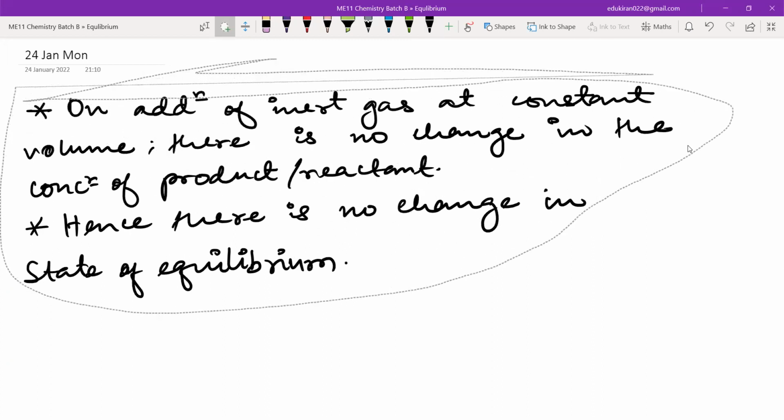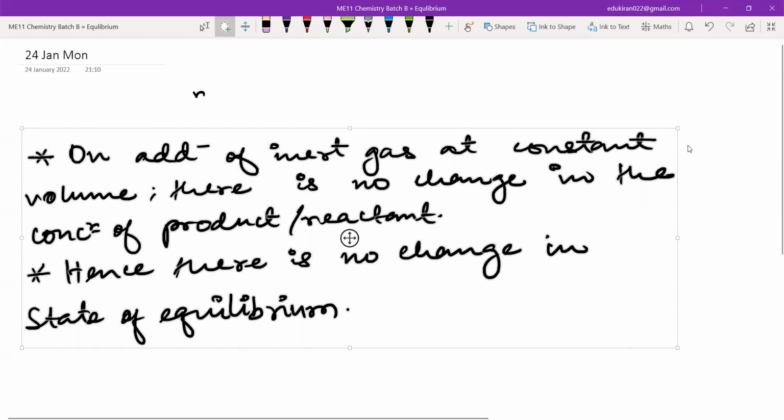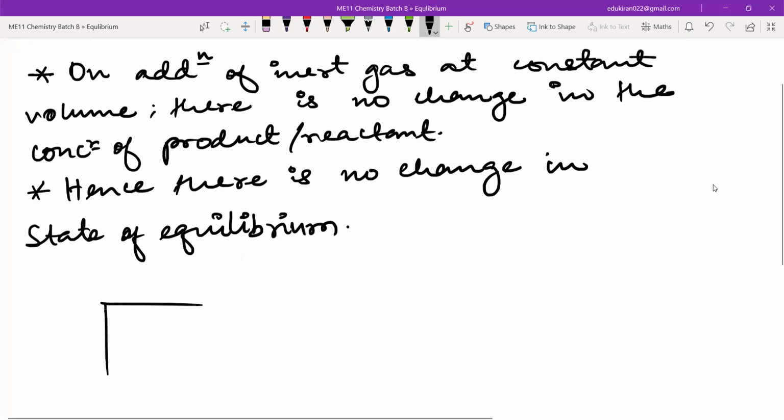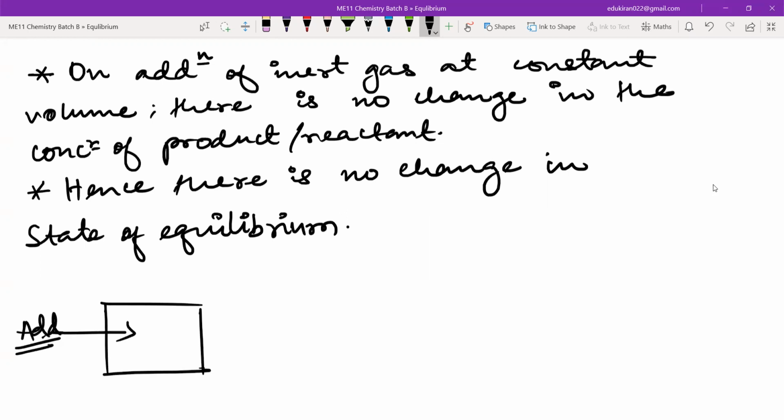Okay, and addition of inert gases. In that we wrote that there will be a change in state of equilibrium. That is not taking place because we are just adding an inert gas. We are not changing the concentration. There are two ways in which you can increase the pressure. If you add a gas, there is only an increase in pressure. But if you are increasing the pressure by compressing, there is a change in volume also. If volume changes, the concentration will change.